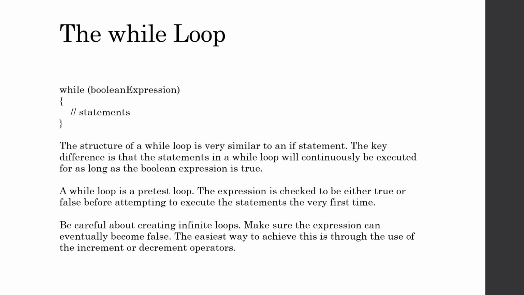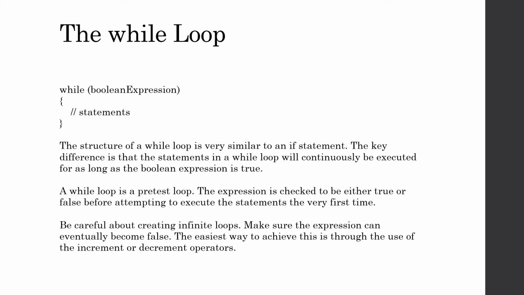Alright, so now that we've seen that little bit about increment and decrement, we'll go ahead and take a look at our first loop. This is going to be the while loop, where we're going to have the keyword while. We then have a Boolean expression, so it's a lot like our if statements. We then have a pair of curly braces, which indicate the body of this while loop. And then we've got some statements inside of it that we're going to continuously execute as long as that Boolean expression is true. So the structure of a while loop is very similar to an if statement.